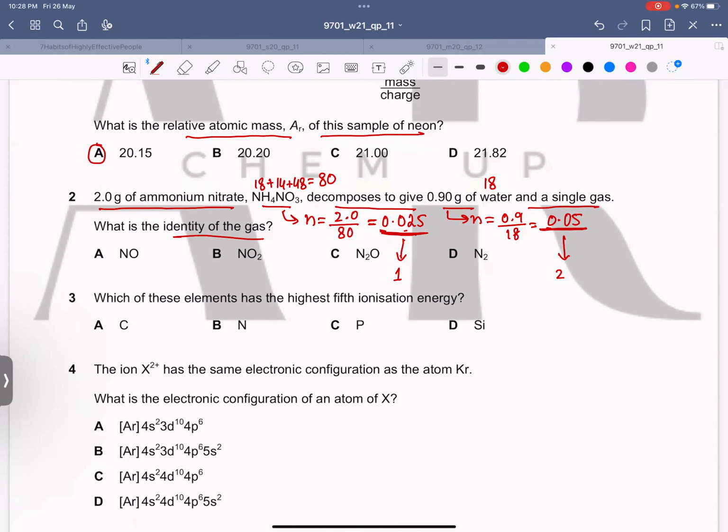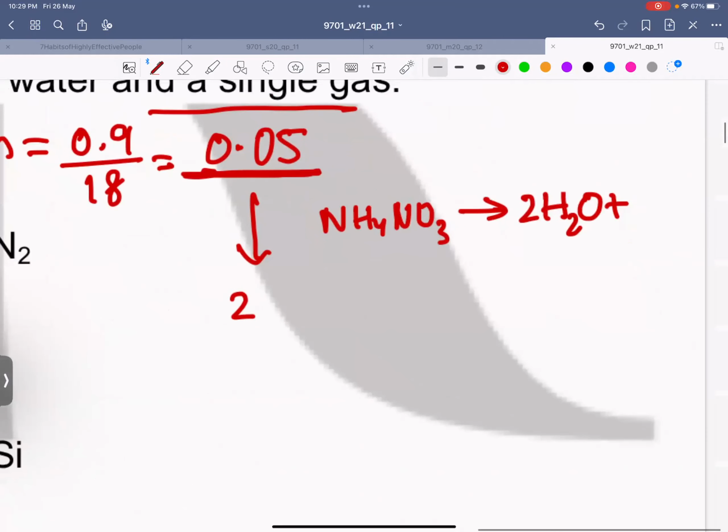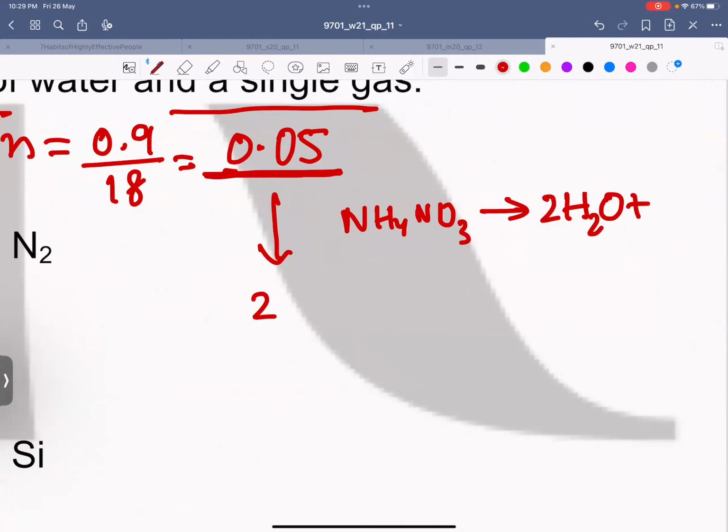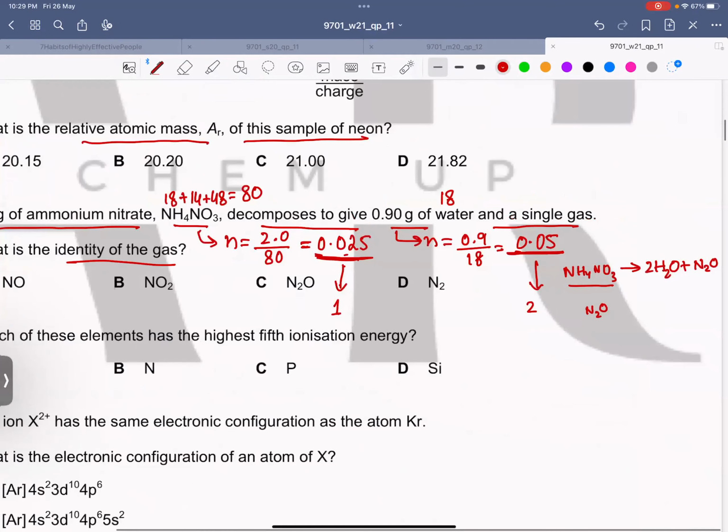Yes sir. So if I write the equation of decomposition of ammonium nitrate, 1 mole of ammonium nitrate is giving me 2 moles of water. If you try to balance this equation in this way, so if there are 2 moles of water formed, then if you look over here, we are left with two nitrogen atoms and one oxygen atom. So it would make it N2O. So the gas that is produced would be N2O.